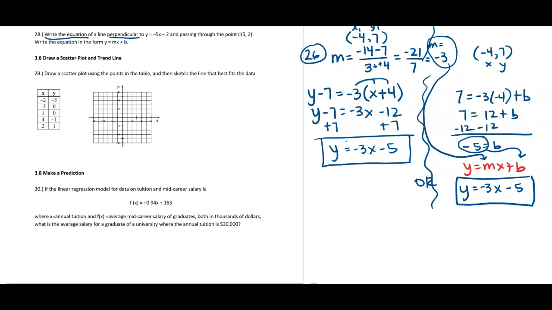Okay, keeping in mind that the two things you need to know to write an equation of a line are the slope and a point. So if we don't know what those things are, I want you to go find them first and then write the equation of a line. So let me give you a couple minutes to try it. How would you do 28? Go ahead and work it out on your paper.